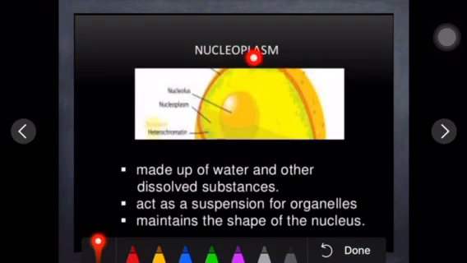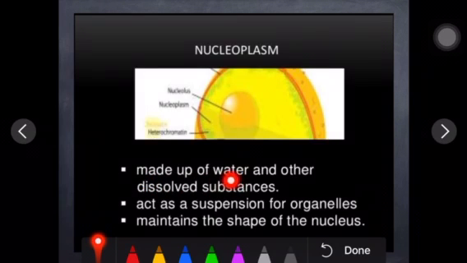Now we'll see about nucleoplasm. Here you should know the fluid in the nucleus is called nucleoplasm, and it is known by other names like karyolymph and karyoplasm as well. Karyo came from the Latin language, and the meaning of karyo is something lying in the center. So in the center the nucleus is lying. Nucleoplasm is the fluid in the nucleus. It is generally made up of water and other dissolved substances, and they act as a suspension of organelles.